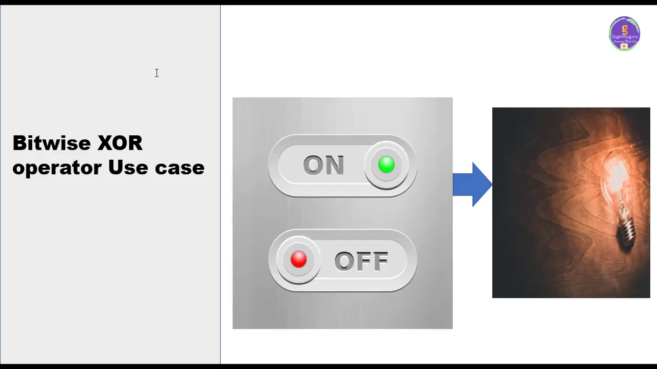So consider a use case for the XOR operator. You can observe here we have two switches. So when will this bulb be on according to the XOR operator? When we have two different bits for these two switches. This bulb will be switched on only when one button is on and the other button is off. So let's implement this logic using the XOR operator.